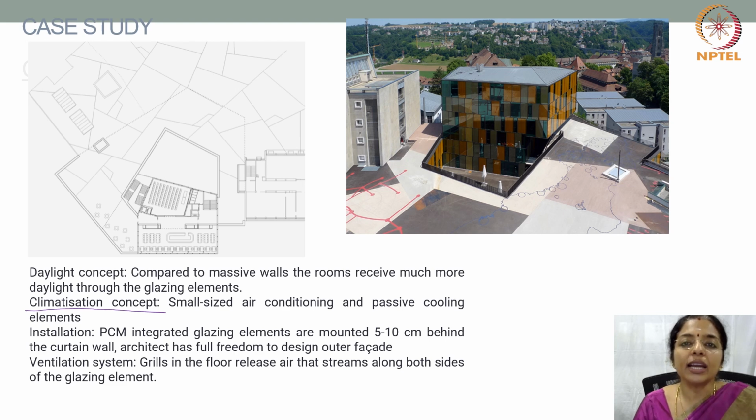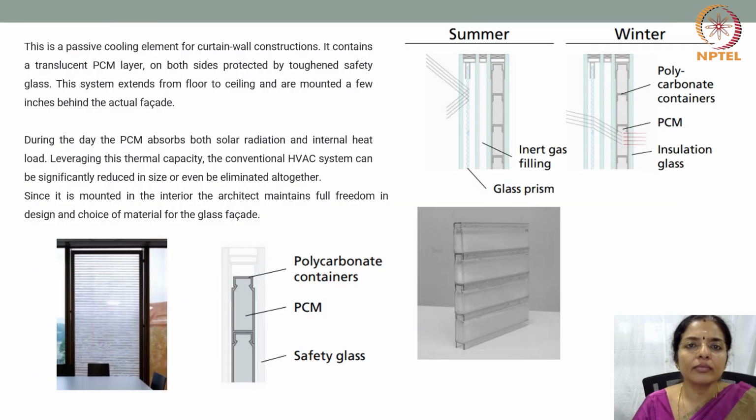The architect has full freedom to design the outer facade because this PCM integrated window is towards the inside, and on the outside there is a curtain wall. Then the ventilation system comprises grills in the floor which release air that streams along both sides of the glazing element. So this is a passive cooling element for curtain wall construction.